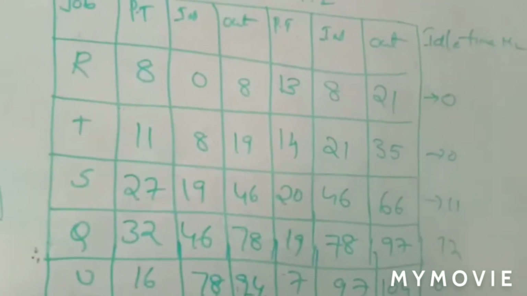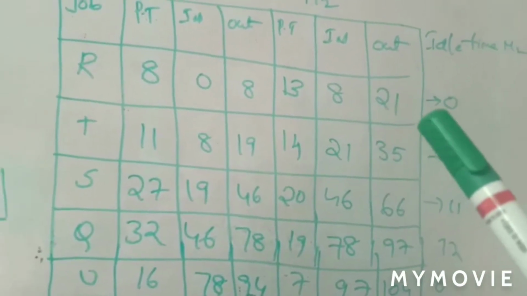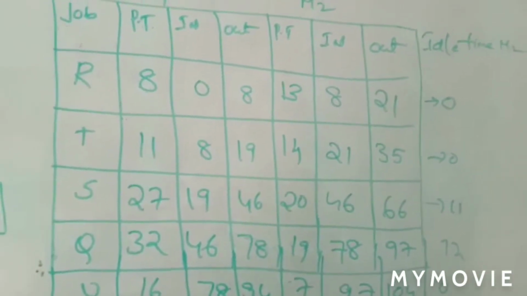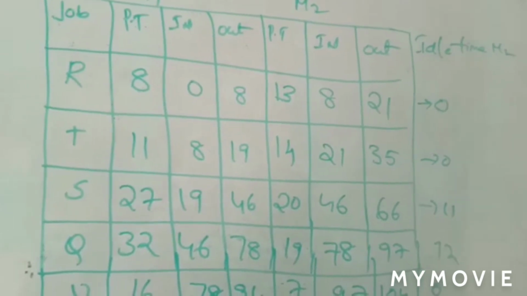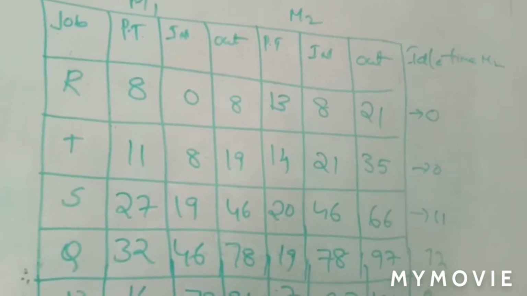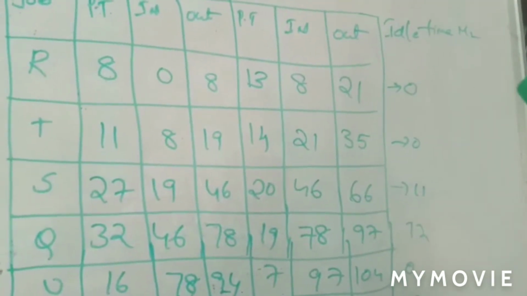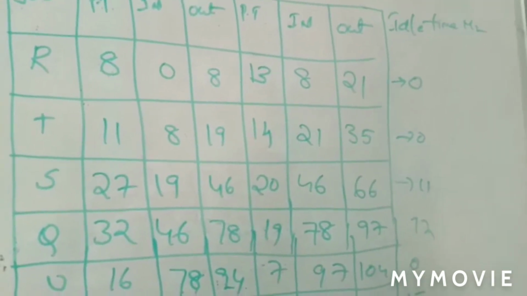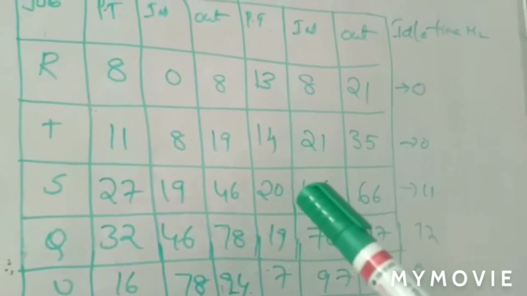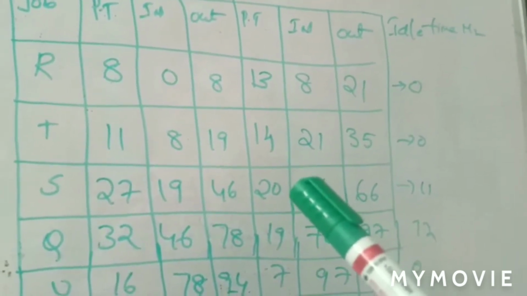So what is the total time? 13 plus 8 equals the total. That means your total product comes out at 21 time. We can call it times or minutes or whatever; you can consider it 21. Right, here it is 21. Out time is 21.